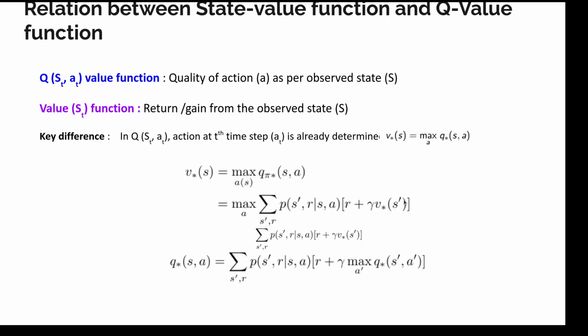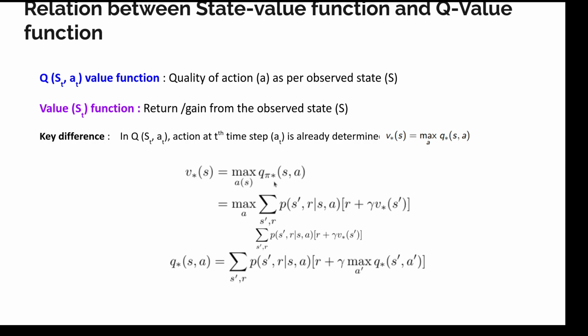What is the relation between the state value function and the Q value? This is a very important concept. So finally, how does Q come in, and what is its relation with the value function? Q, as I said, is the quality of an action. Value is the return of a state, meaning the gain or value of that state. How can you relate the value function and the Q function? The Q and value functions are equivalent if you apply the operation max over A. What does that mean? It means you are in state S.